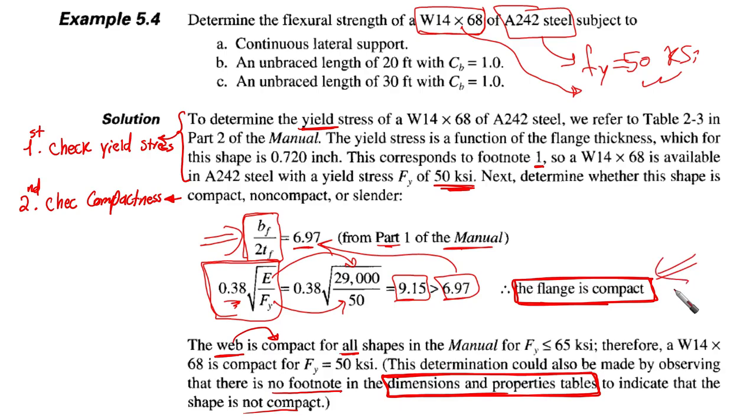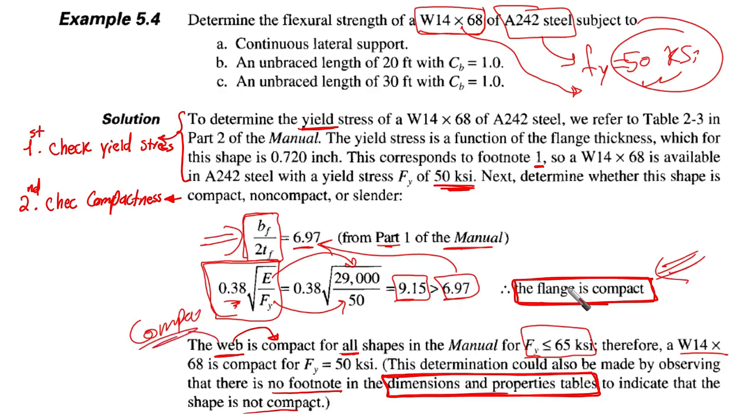Well, should we go and check for the web? The answer is no. The web is compact for all shapes in the manual for F_y less than 65 ksi. Okay, so now we're talking about all shapes with F_y less than 65. Our case is 50 ksi. Then this shape is compact because its web is compact and its flange is compact as well. So the shape is compact.